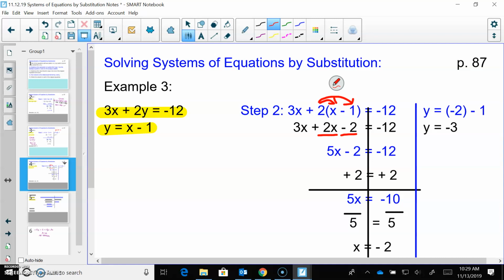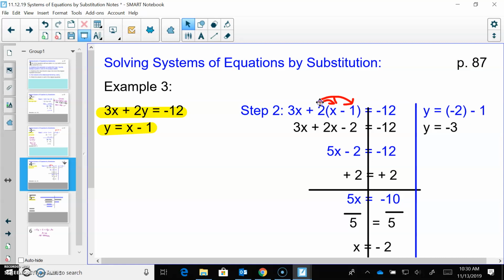Then from there I combined like terms. So 3x plus 2x is going to give me 5x. I bring down the negative 2 at that point, and then equals negative 12. In order to get x by itself, I have to add that 2 to the other side. Negative 12 plus 2 gives me negative 10. Then 5 is being multiplied by x, so the inverse of multiplication is going to end up being division. So I divide by 5 on both sides to give me x equals negative 2.